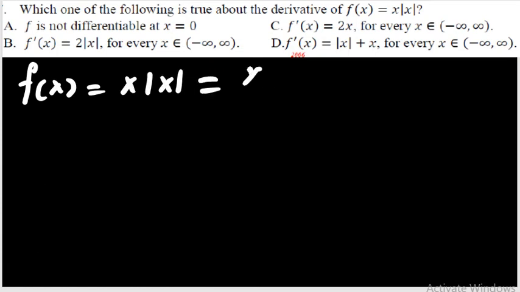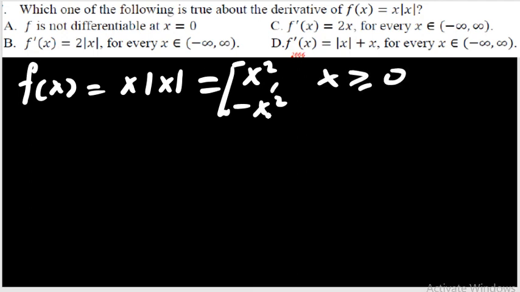This is the same as either x squared or negative x squared. The outcome of x times the absolute value of x means it is either x squared when x is greater than or equal to 0, and negative x squared when x is less than 0. How do I get this result?